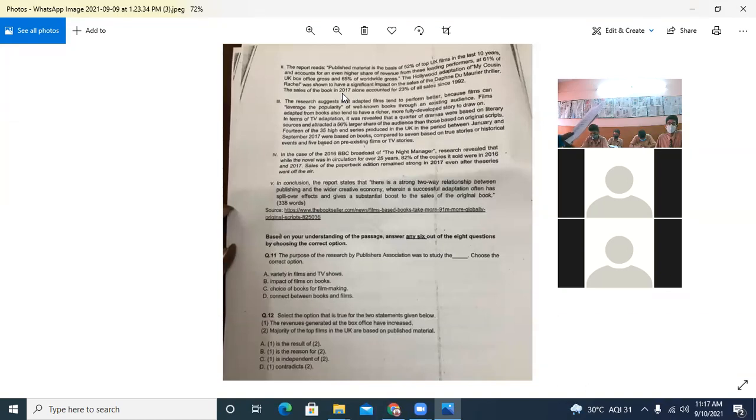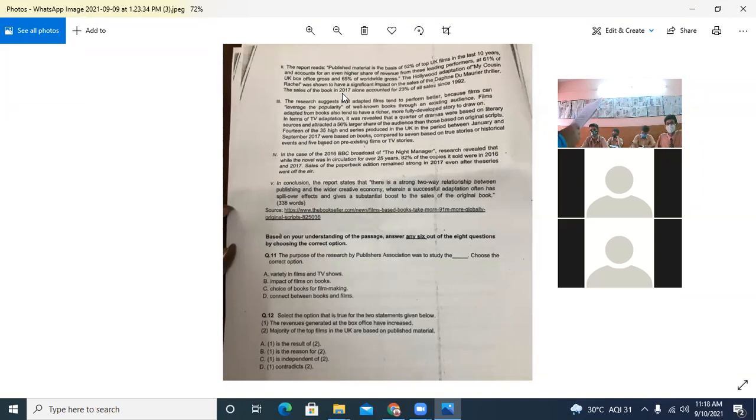Films adapted from books also tend to have a richer, more fully developed story to draw on. Now, what is another advantage they have told? That they have good story. Story to develop, okay? They can get all the ideas from the book. In terms of TV adaptation, it was revealed that a quarter of dramas were based on literary sources and attracted 56% larger share of the audience than those based on original scripts. This is example, the TV series or TV shows which are adapted from books, they are attracting more number of audience.